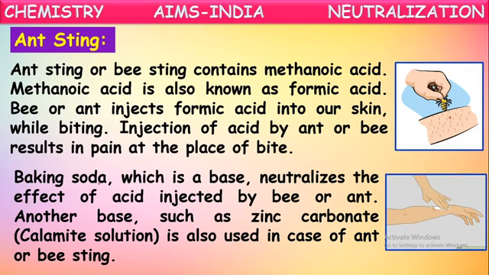When you feel pain because of this formic acid, which is injected by these ants and bees when they bite us, immediately if you apply a certain quantity of baking soda powder on the place where it has bitten us, immediately this baking soda, which is a base, reacts with or neutralizes this formic acid, and hence it forms salt and water there. So we get relief from that pain immediately. Okay, it is one of the applications of neutralization reactions.